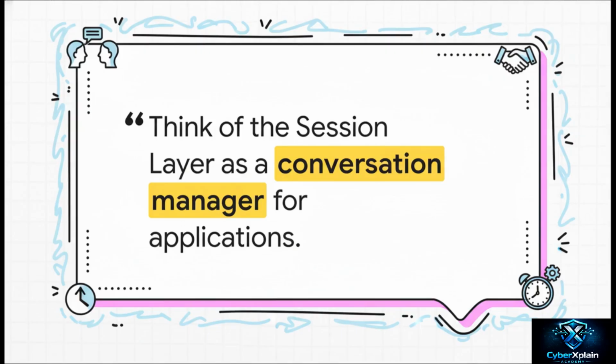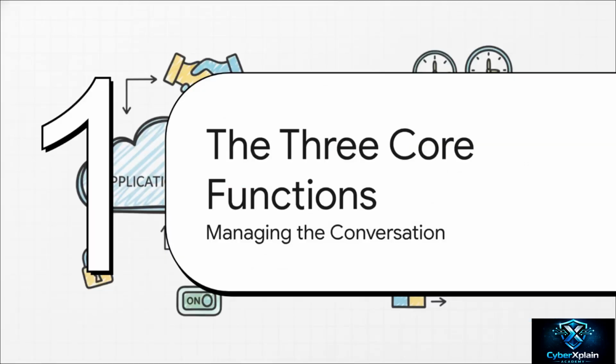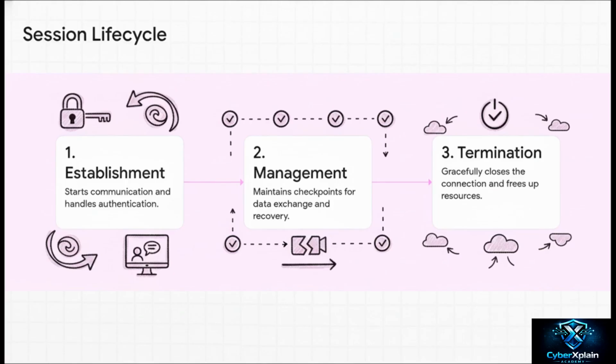It's handling all the little details in the background to make sure the dialogue is stable and orderly from start to finish. So we can actually break down the session layer's job into three main parts. You can think of it like a formal meeting. It has a clear beginning, a middle where all the work gets done, and a nice clean end. First up, you've got session establishment. This is the initial handshake where two applications agree to talk. It often handles authentication too, to make sure everyone is who they say they are.